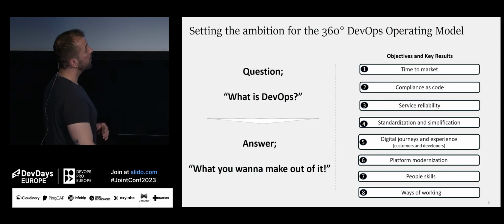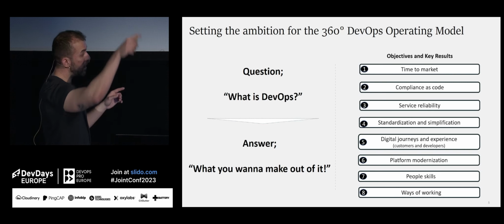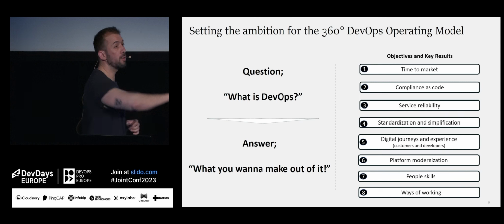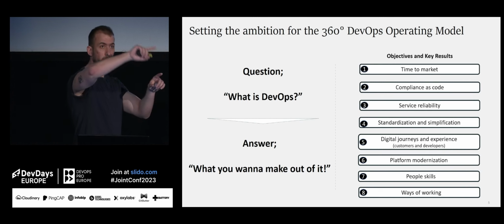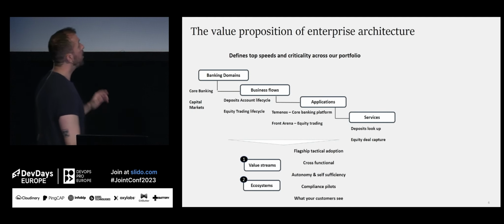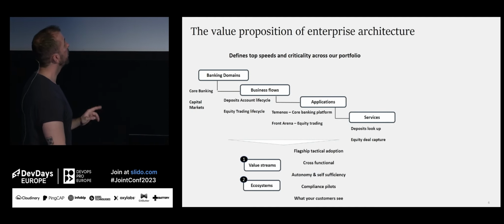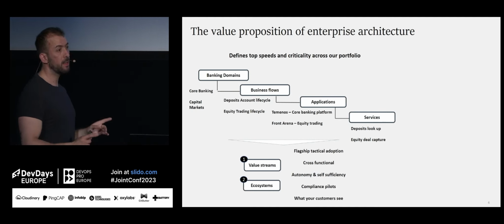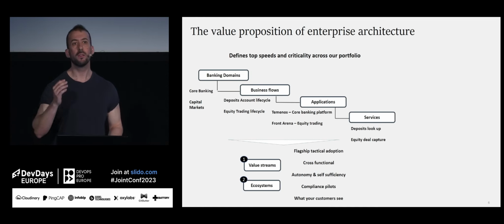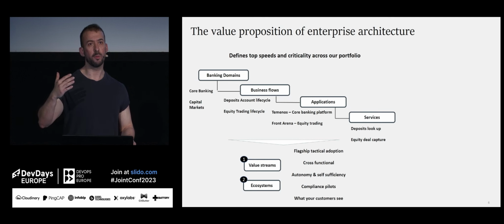Defining the objectives is also important for defining the key results. I'm going to get into the loop at the end, on where you get started and how you conclude, essentially following the 360 principle. Now, I hope I'm not going to lose you here. The value proposition of enterprise architecture is something that people on several occasions omit. It is actually a core part of your DevOps operating model.